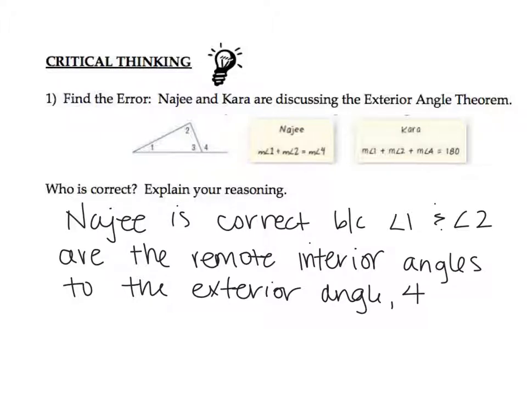Kara's statement would be true if she said the measure of angle 1 plus the measure of angle 2 plus the measure of angle 3 is 180 degrees, but still not correct when discussing the exterior angle theorem.